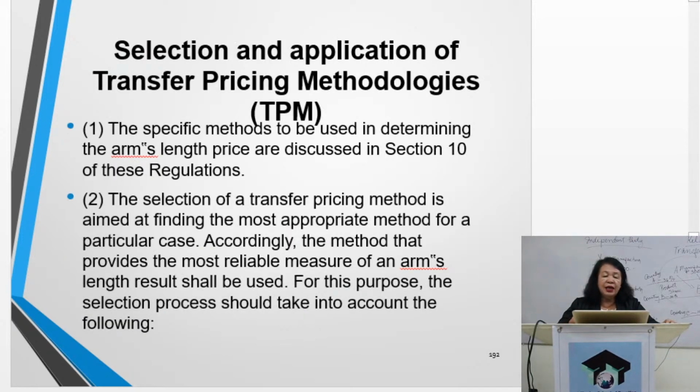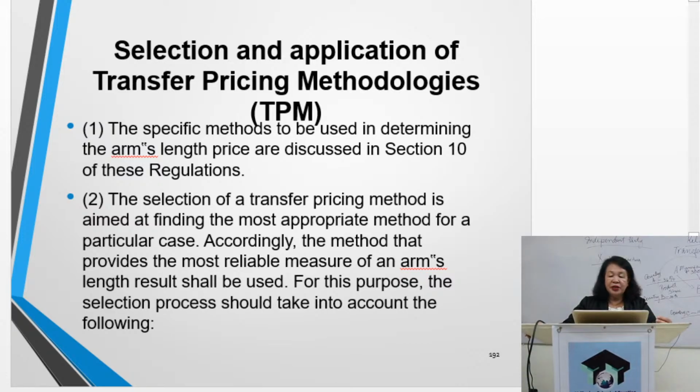Okay, so how do we select now the application ng transfer pricing methodologies natin? Kasi nga, diba sabi natin, magko-compare tayo. So, ano yung mga methods na gagamitin natin sa pagko-compare? At paano natin i-select? Paano natin piliin na ito talaga yung transfer pricing methods na kailangan natin or dapat gamitin natin dito sa ganitong klase ng sitwasyon. Oh? So the specific methods to be used in determining the arm's length price are discussed in Section 10 of these regulations. Ito pong RR 2-2013.